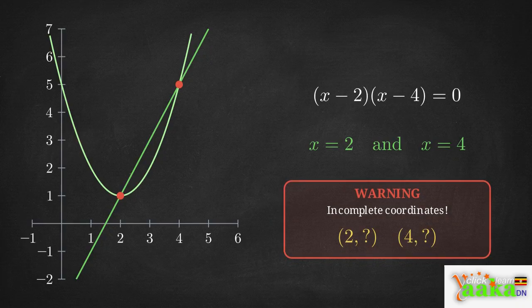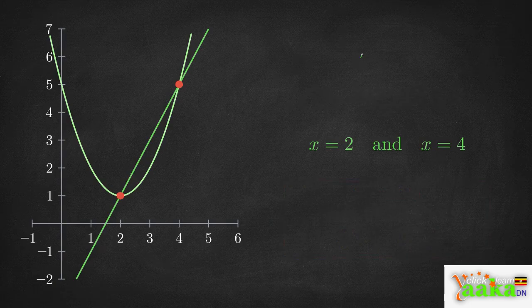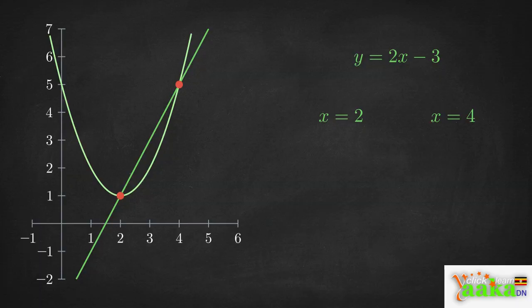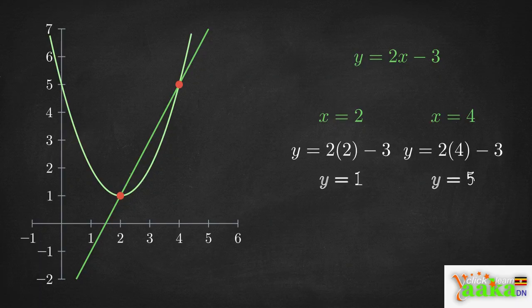It is a common mistake in exams to find these x values and immediately move to the next question. We are calculating physical coordinates on a map, which require both an x and a y value. To get our y-coordinates, we substitute 2 and 4 back into the simpler linear equation, y equals 2x minus 3. When x is 2, y is 1. When x is 4, y is 5. We now have our complete coordinate pairs.